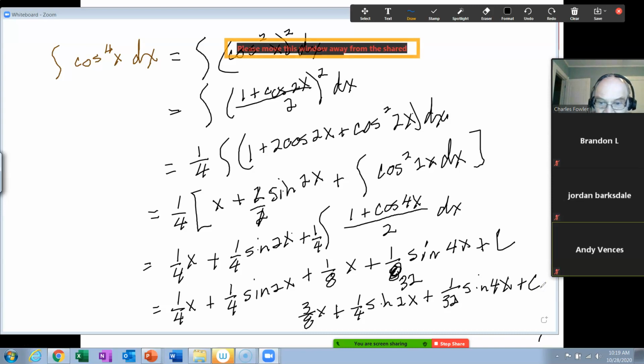Let's see what they got. 3/8 x, or 3x over 8, fine, either way you want to do it. Sine 2x over 4, got it, plus sine 4x over 32, plus c, done. Any questions about that?